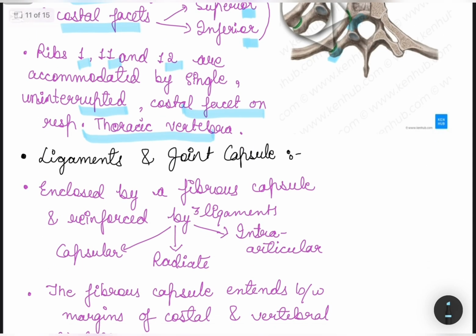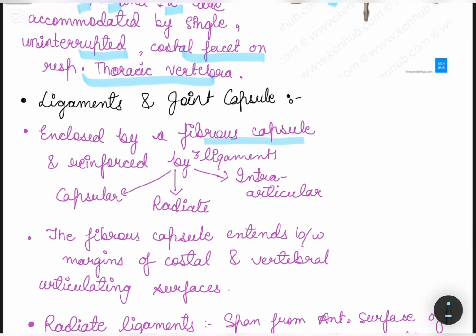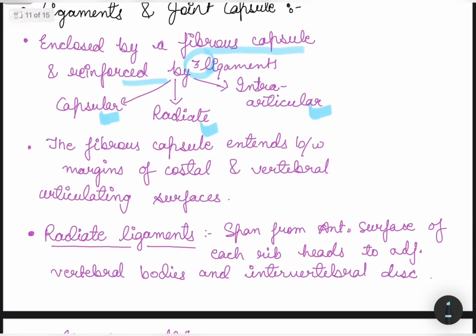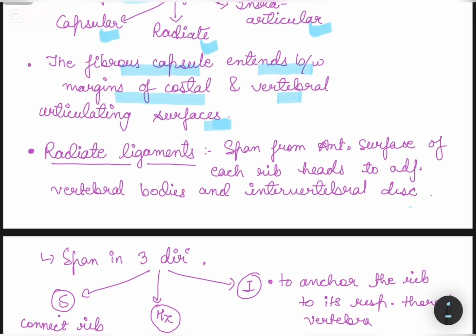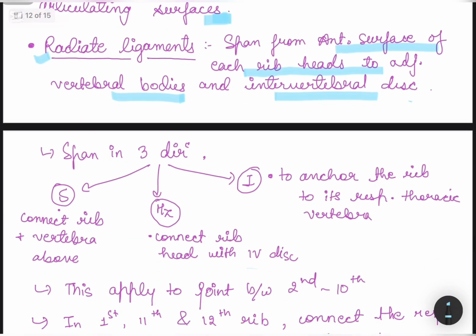The ligaments and joint capsule. It is enclosed by a fibrous capsule reinforced by three ligaments. The first is capsular, the second radiate, and the last intra-articular. The fibrous capsule extends between the margins of the costal and vertebral articulating surfaces. The second is the radiate ligament. It spans from the anterior surface of each rib head to the adjacent vertebral bodies and intervertebral disc. It spans in three directions: the first superior, the second horizontally, and the last inferiorly.